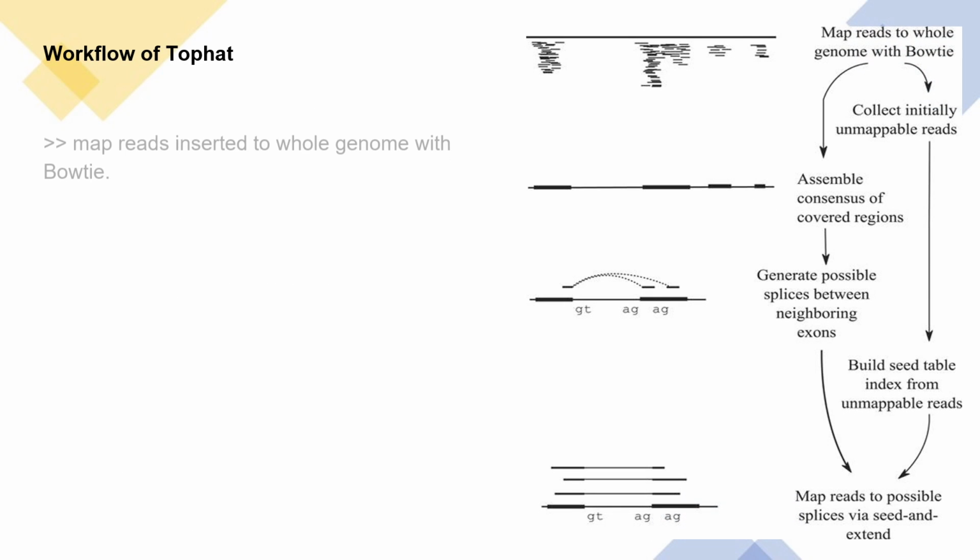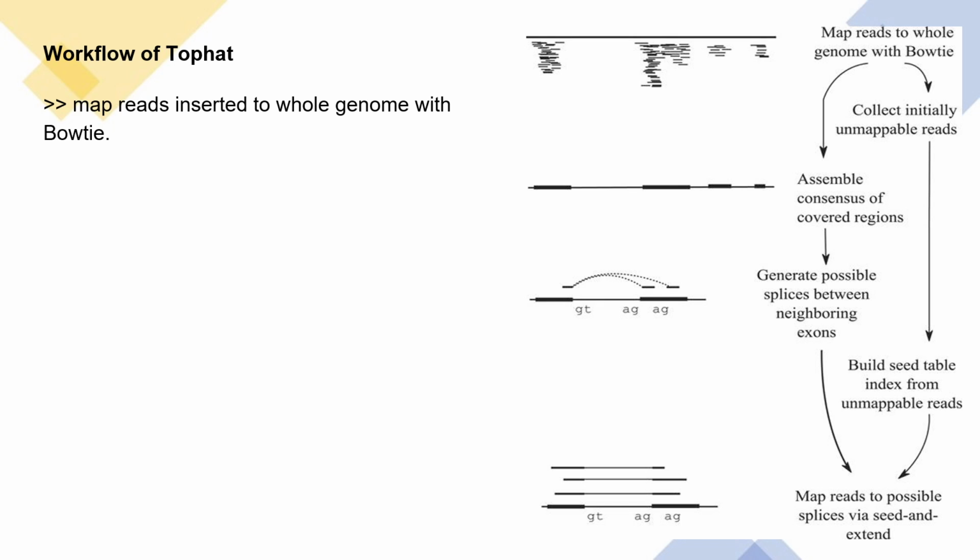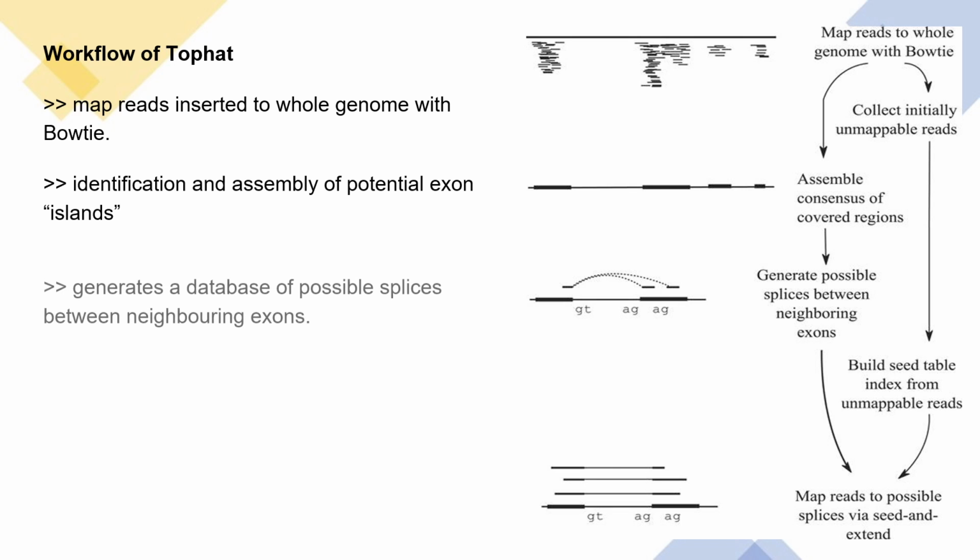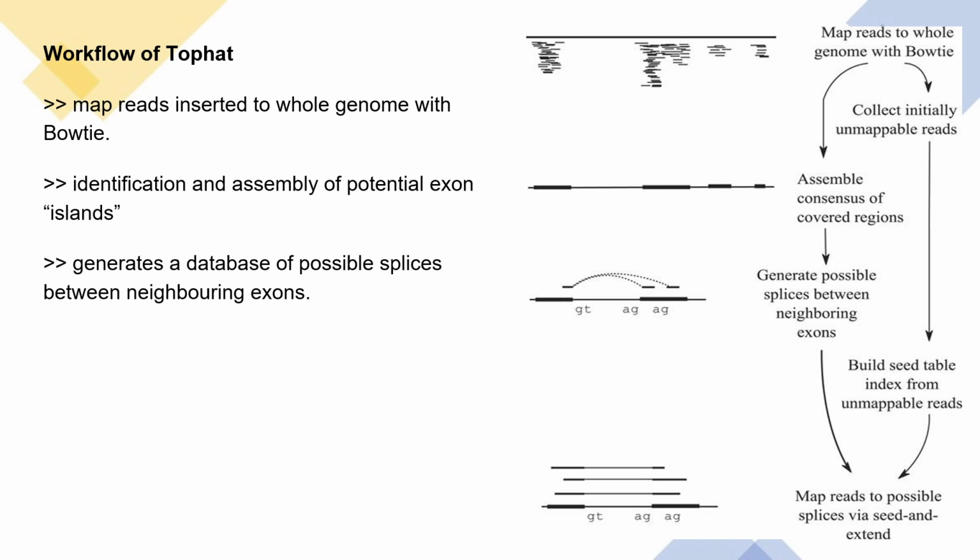The workflow of TopHat is summarized in the diagram attached. RNA sequence reads are mapped against the whole reference genome using Bowtie. TopHat identifies potential exons since many RNA sequences will contiguously align to the genome. An initial consensus of mapped regions is computed and assembled by MAQ. Sequences flanking potential donor or acceptor splice sites within neighboring regions are joined to form a database of potential splice junctions. TopHat collects unmappable reads and constructs a seed table index.